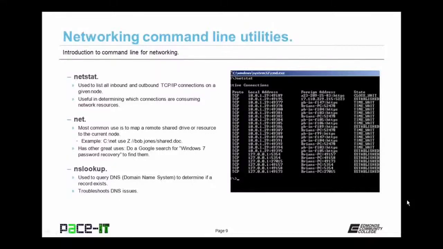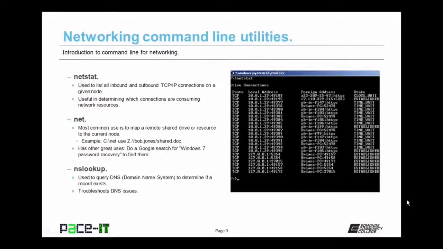The net command is most commonly used to map a remote shared drive or resource to the current node. An example of that, if you wanted to map a network share, would be C:\>net use, then a drive letter, space, and then // and then the path to the shared resource. It has some other great uses, and I recommend that you Google Windows 7 password recovery to find one of the great uses for the net command.